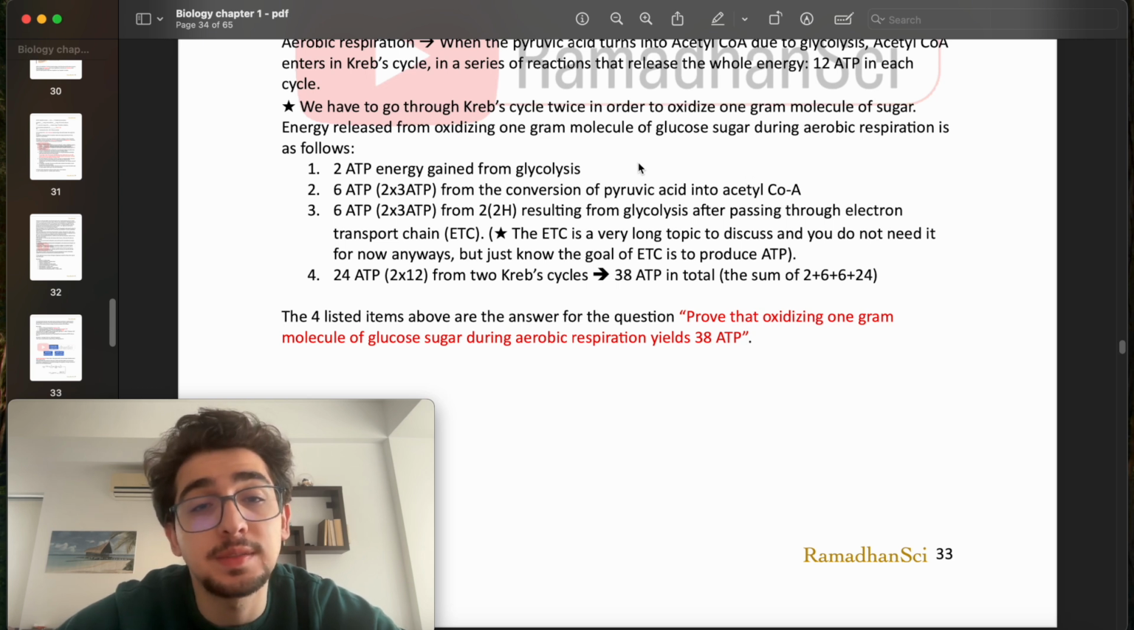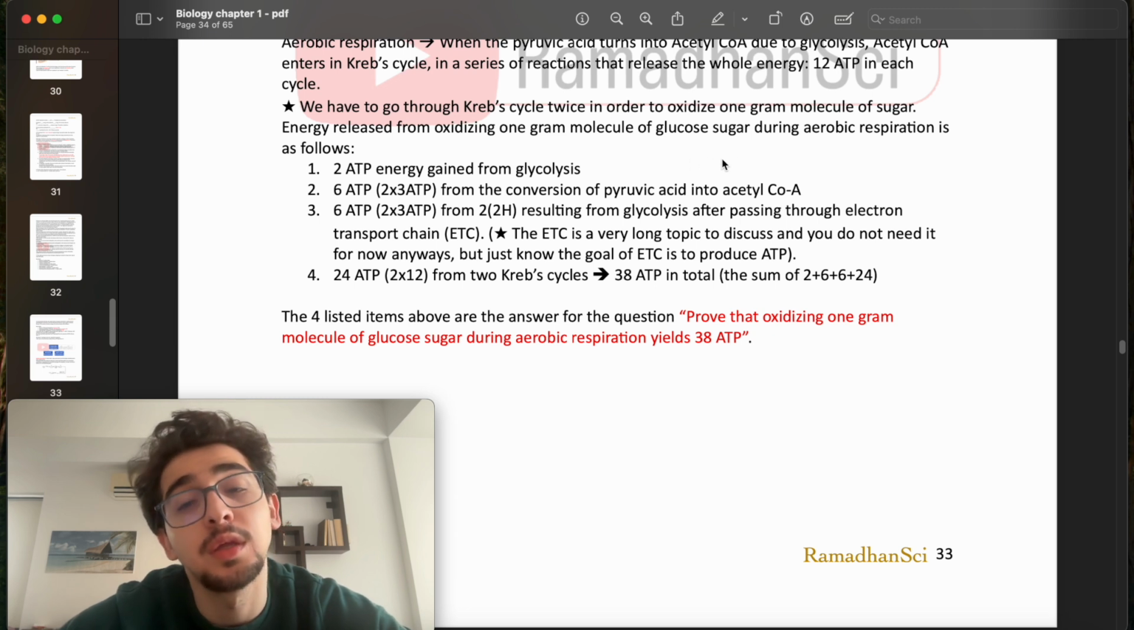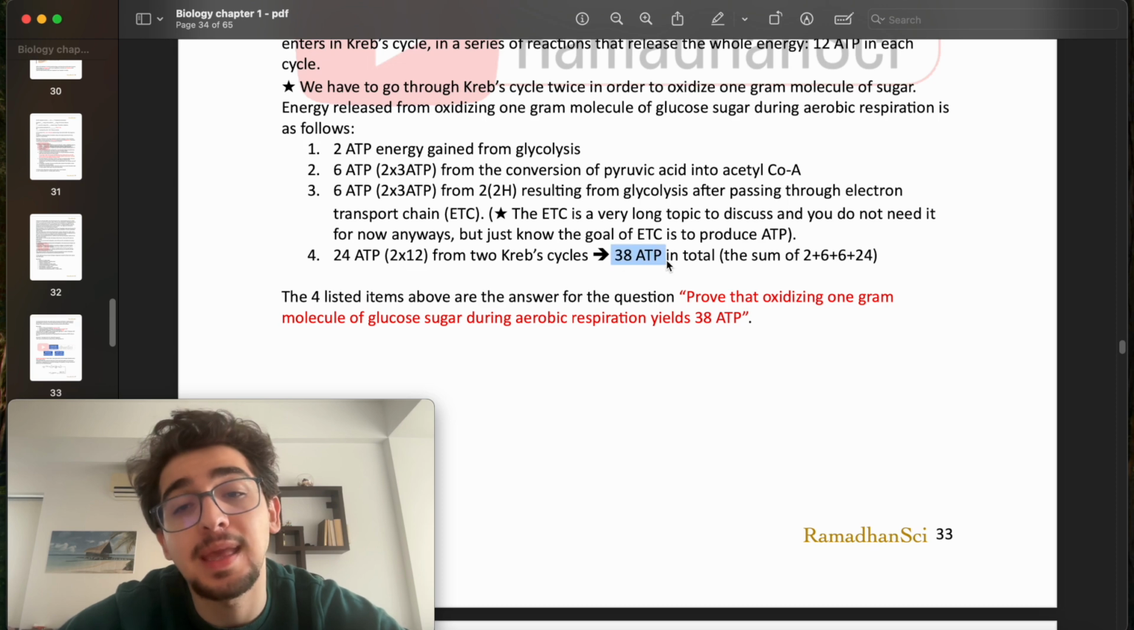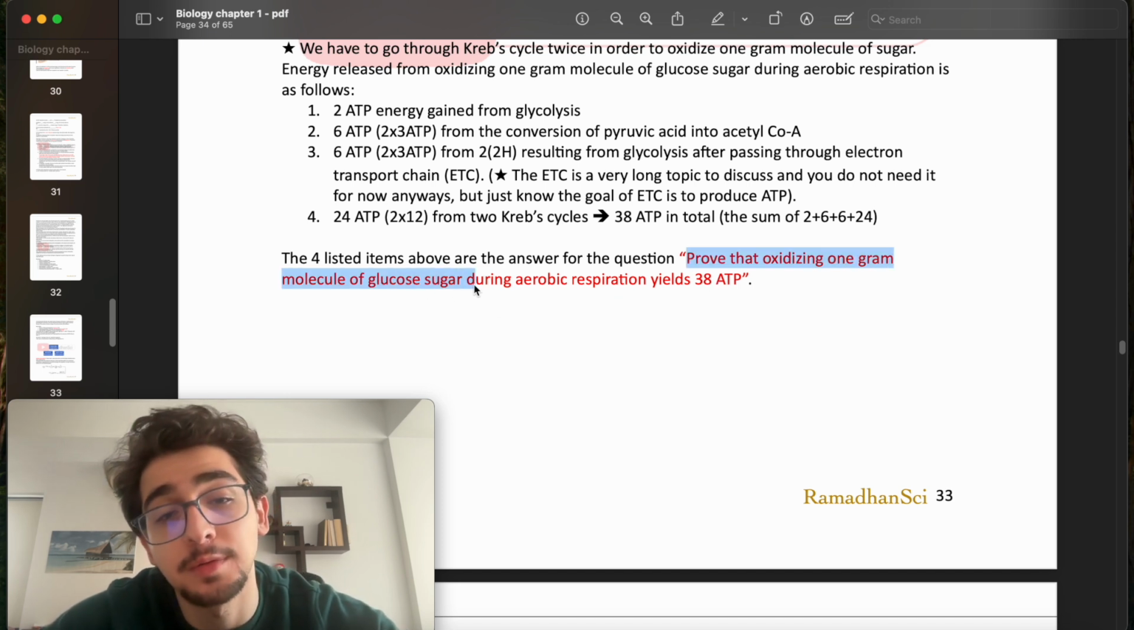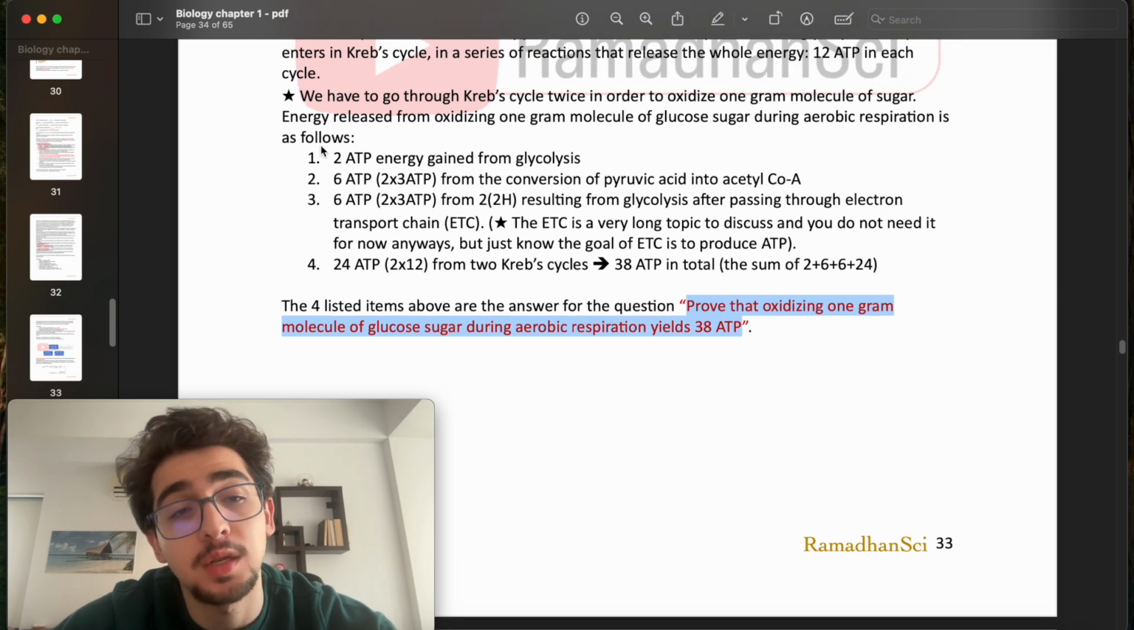And the energy released from oxidizing 1 gram molecule of glucose during aerobic respiration is 38 ATP in total. And this is how we get it. You can have a question tell you to prove that oxidizing 1 gram molecule of glucose sugar during aerobic respiration yields 38 ATP, and you will just write this down.